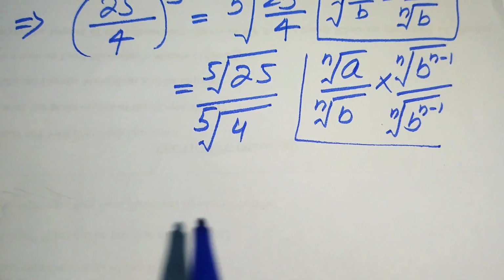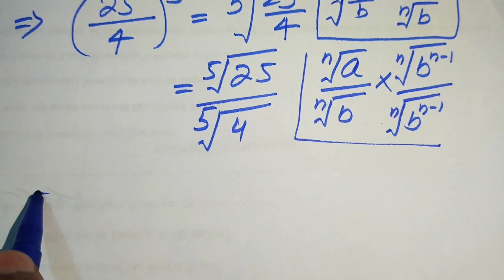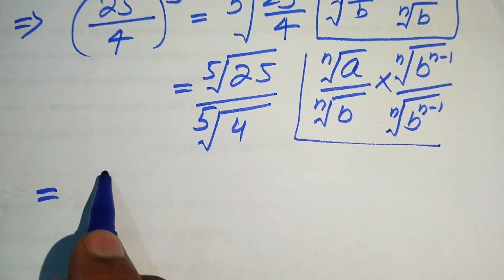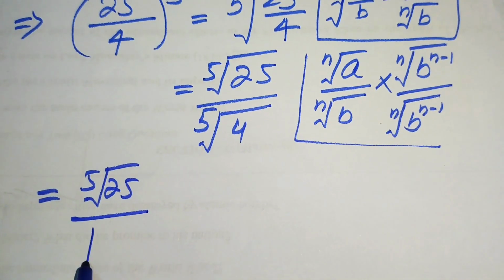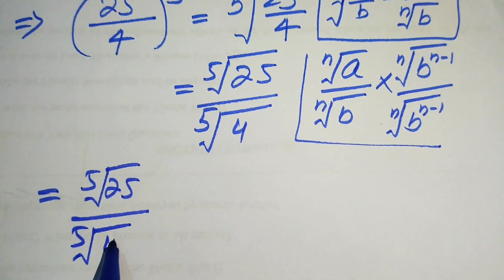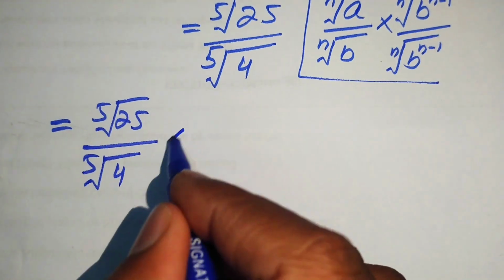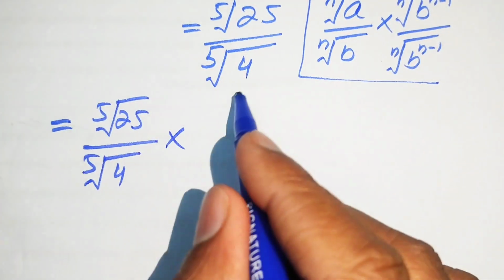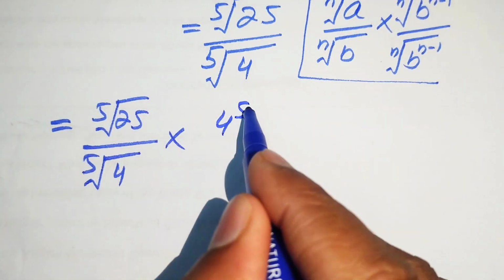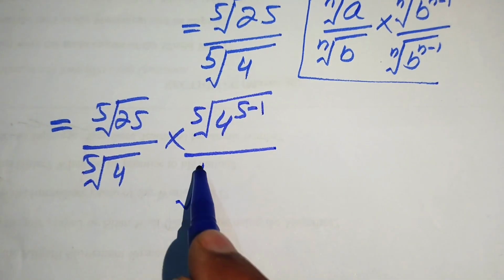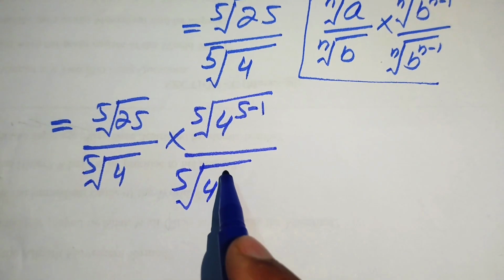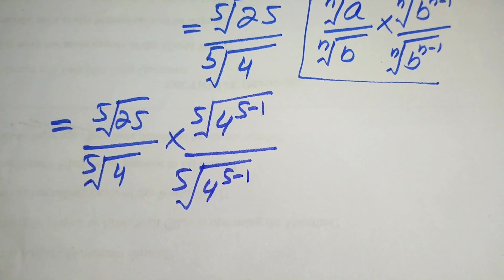Okay, so according to this, we multiply this term by, first we write this term: the fifth root of 25 divided by the fifth root of 4, and it is multiplied by the fifth root of 4 to the power of 5 minus 1, and it is divided by the fifth root of 4 to the power of 5 minus 1.